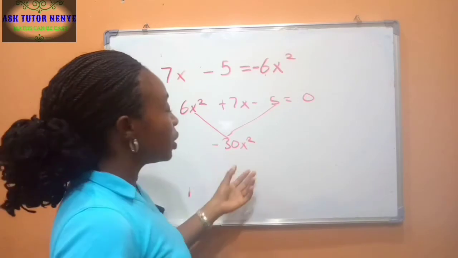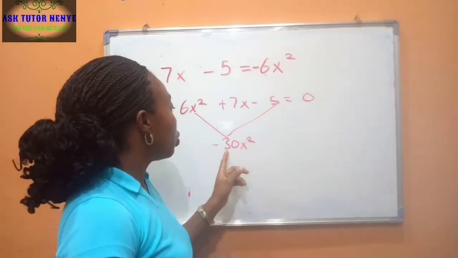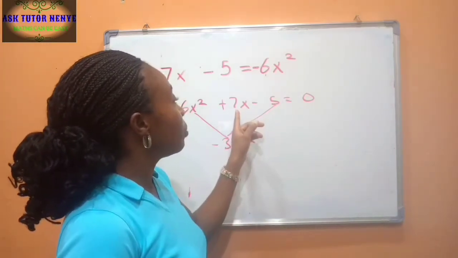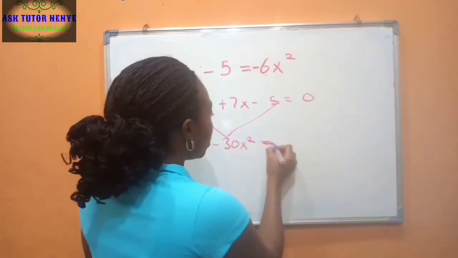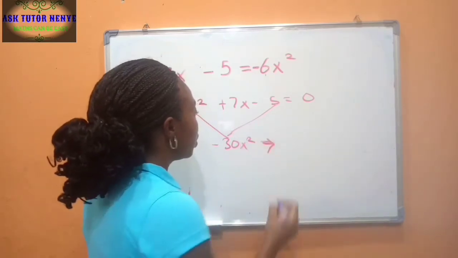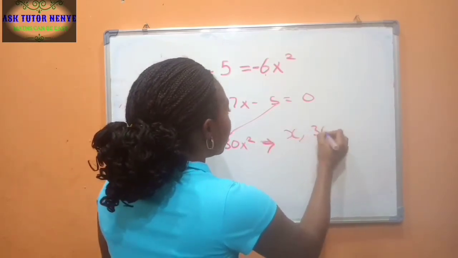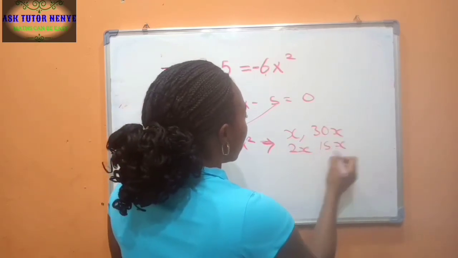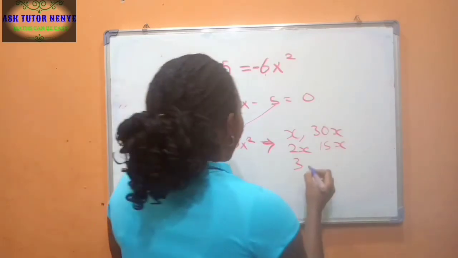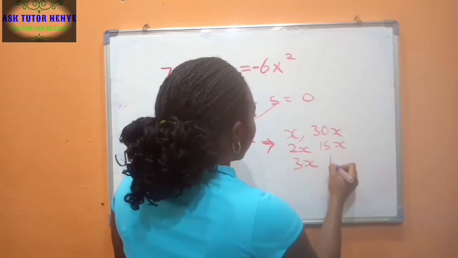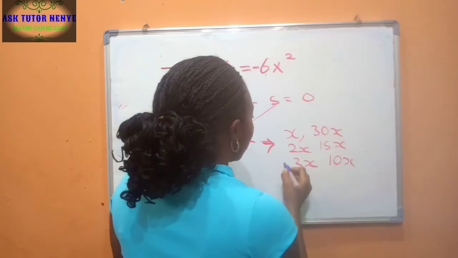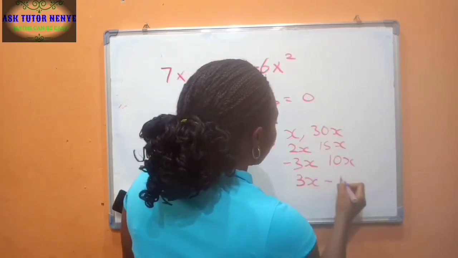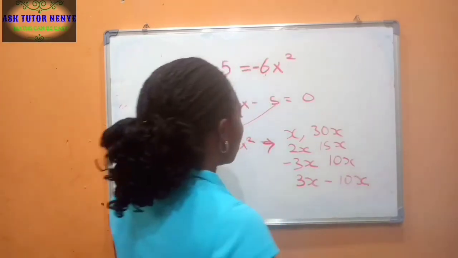Okay, then we are going to think of two numbers that when we multiply them, we are going to get minus 30x squared, and when we sum them up, we are going to get plus 7x. So let's list the possible factors. We have x and 30x, 2x, 15x, and we have 3x and 10x. Okay, and we have this 3x and minus 10x.